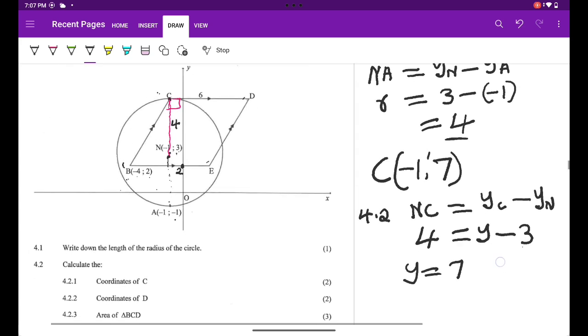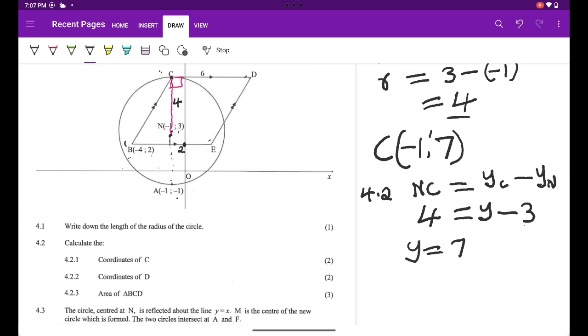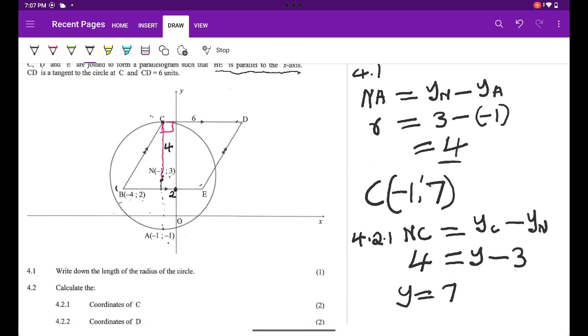Right? This was 4.2.1. Now 4.2.2. Now we want the coordinates of D. The coordinates of D. Right. So the coordinates of D.